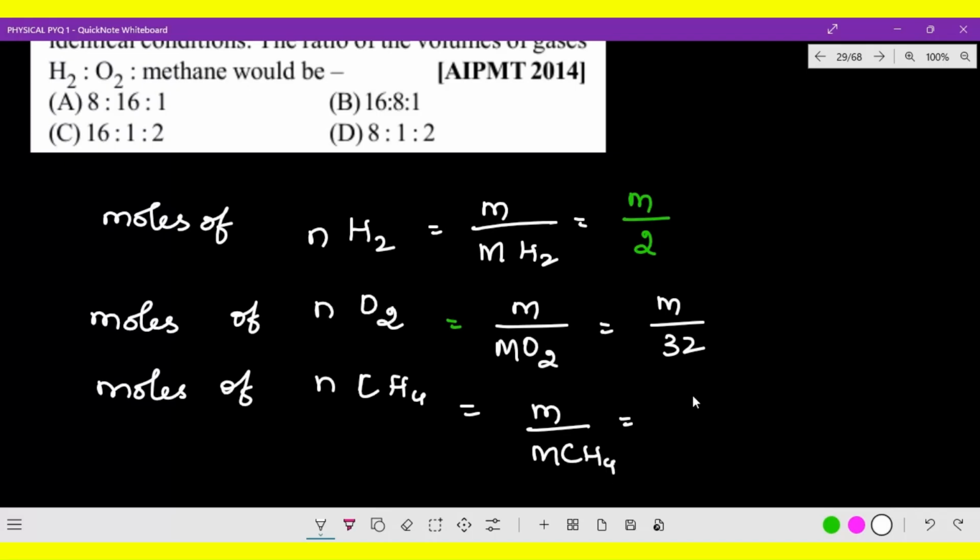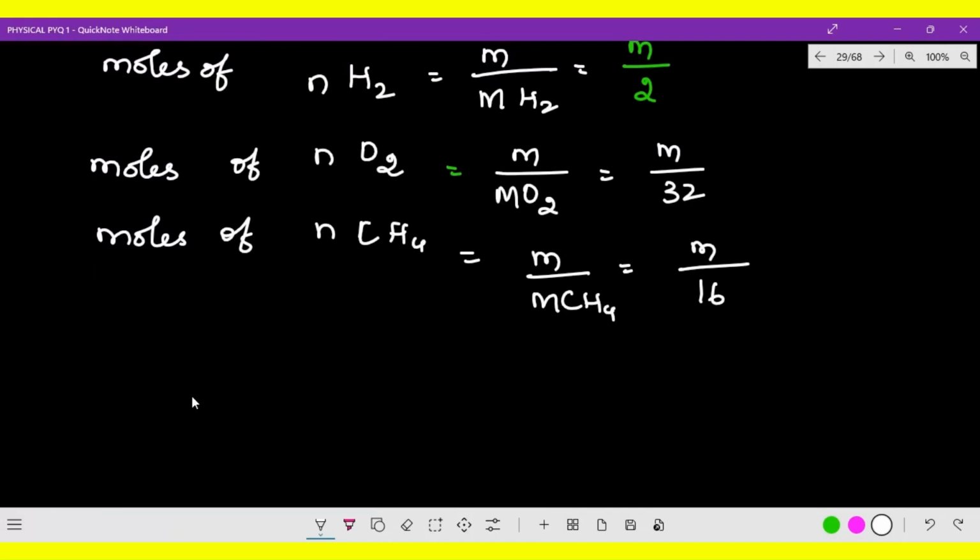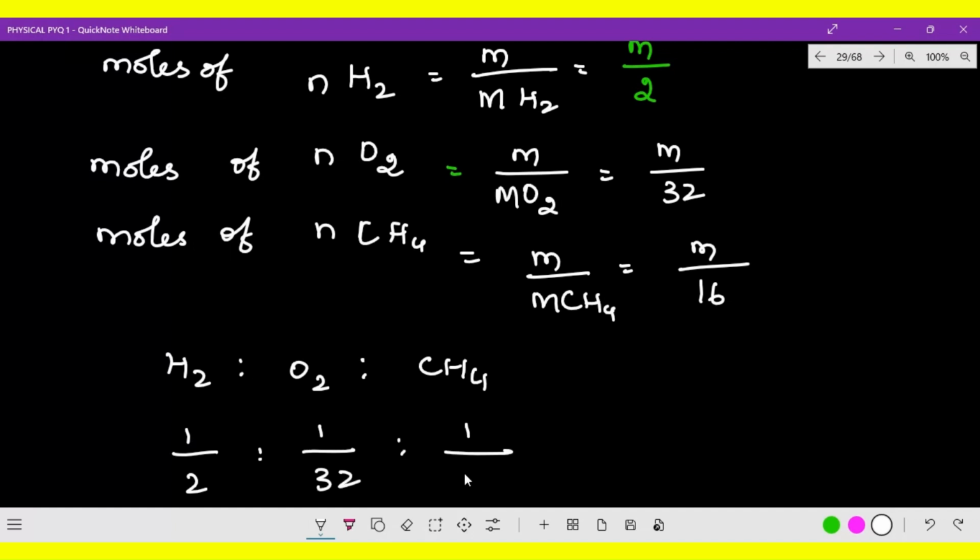CH4 is equal to small m by 16. What is the molecular mass of methane? 12 plus 4, it is 16, right? So that is what I just mentioned. Now let us find the LCM of each. That is the ratio of H2 to oxygen to CH4. Here it is actually 1 by 2 is to 1 by 32 is to 1 by 16. Let us take the LCM of these three, 2, 32 and 16.